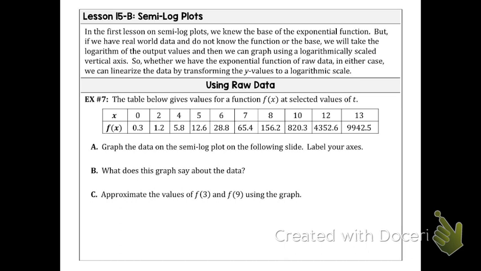All right, so here we're going to use the table below. The table below gives the values for the function f of x and selected values of t. A says we're going to graph the data on the semi-log plot on the following slide, which is right there next to it, and label your axes. B says, what does the graph say about the data? And C is approximate the values of f of 3 and f of 9 using the graph. All right, so let's look at the next slide here.